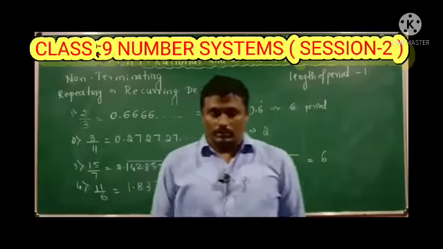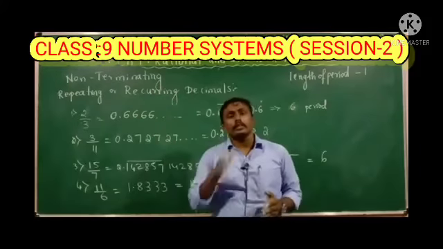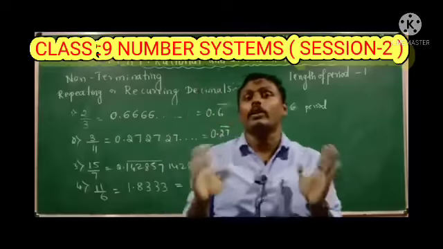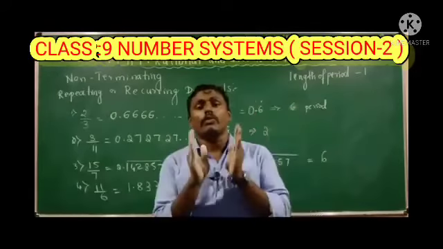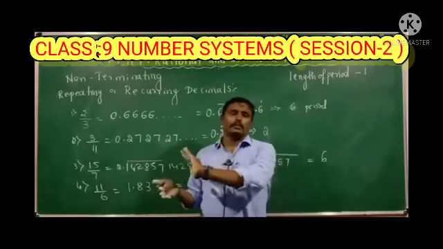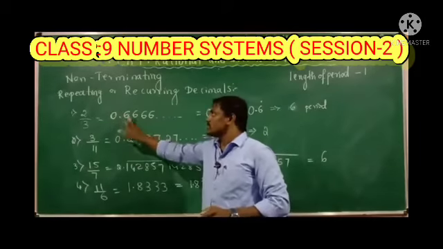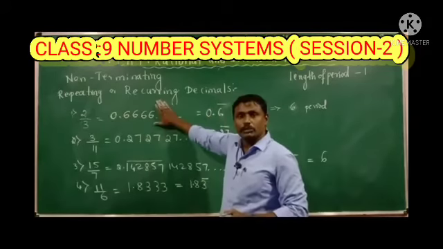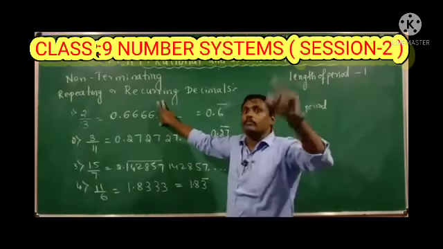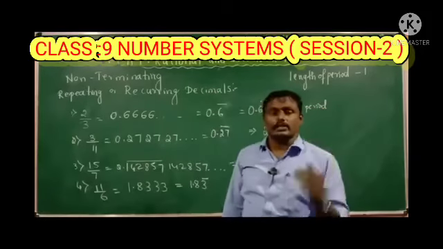Okay. In the next class, we will discuss some more examples based on terminating and non-terminating decimals, and we will discuss one more important concept, converting decimals to rational numbers. For example, 0.6666 is in decimal form. We are converting this decimal expansion to a rational number. That is the main and important concept we will discuss in the next sessions.